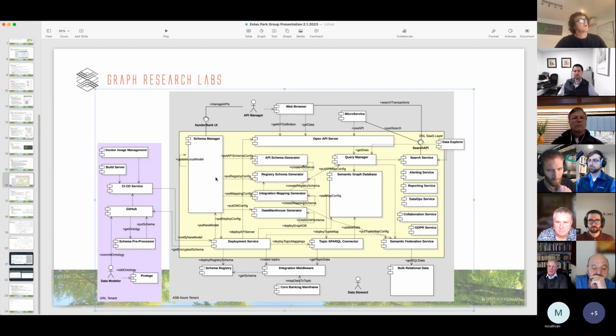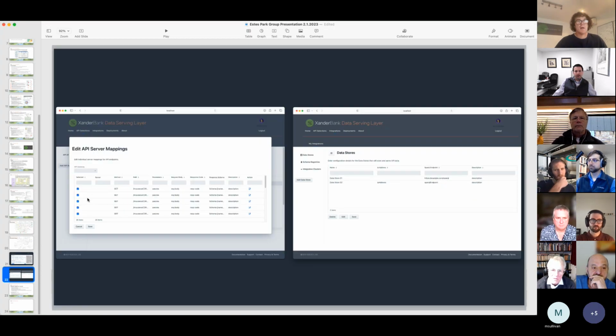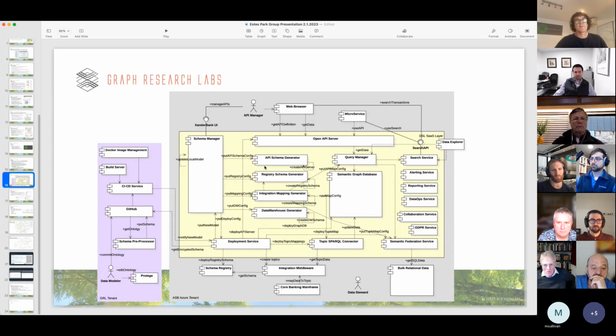So the API manager logs into this schema manager, which is this app here, and they go, okay, I'm going to change some of these mappings. And we'll just change the word customer to customers. And so the platform, now we're in runtime world and not deploy time, the platform will go and record that change. In that case, it will materialize that change, it'll store it.